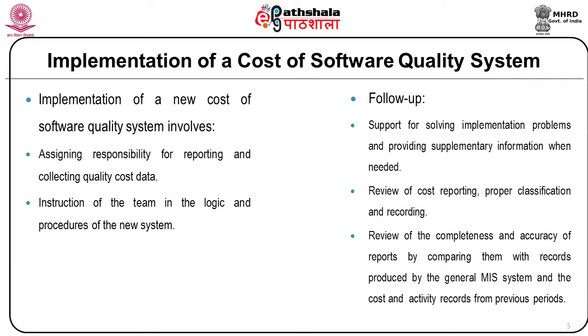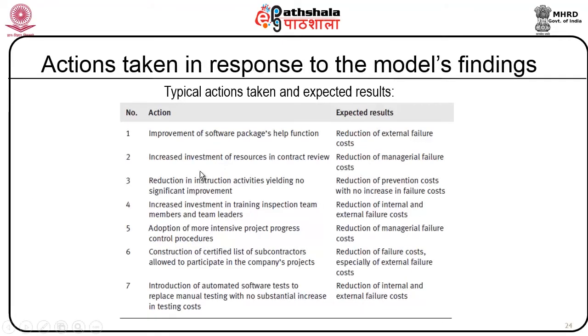Implementation of a cost of software quality system. Here, implementation of a new cost of software quality system involves assigning responsibility for reporting and collecting quality cost data, instruction of the team in the logic and procedures of the new system, follow up, support for solving implementation problems and providing supplementary information when needed, review of cost reporting, proper classification and recording, review of the completeness and accuracy of reports by comparing them with records produced by the general MIS system and the cost and activity records from previous periods.